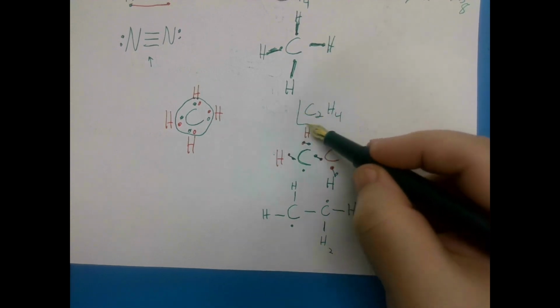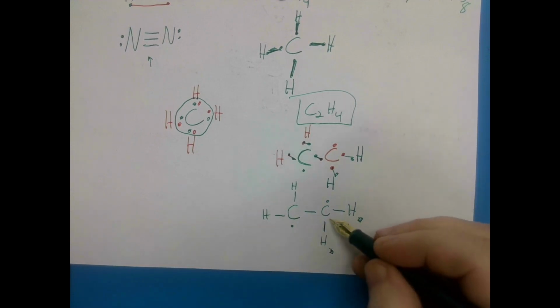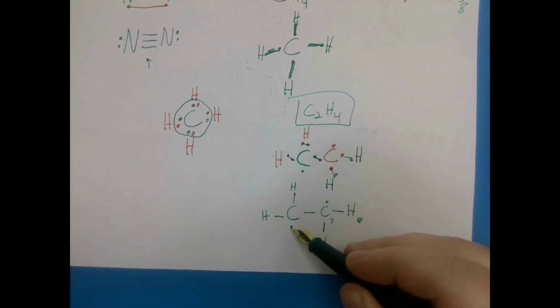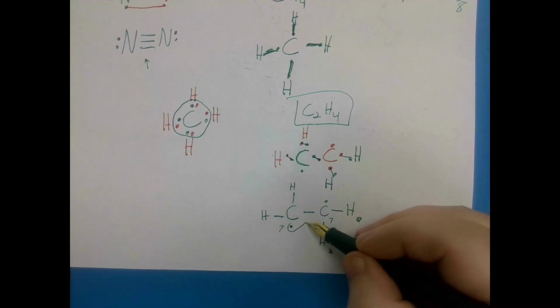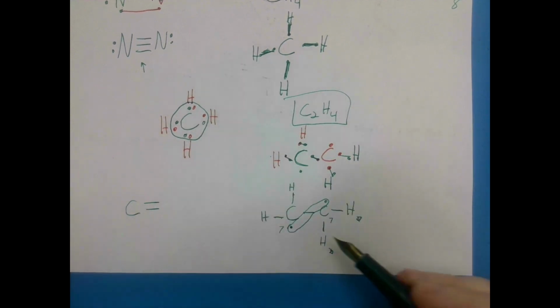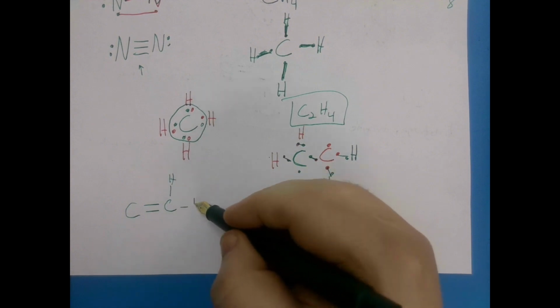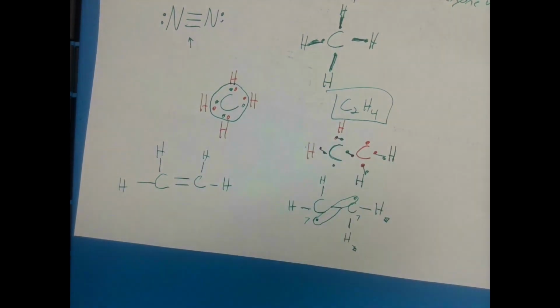No, we can't. When we have 4, we've used the 4. This carbon has 7 around it, and this carbon has 1, 2, 3, 4, 5, 6, and there's the 7th. So they both want an additional electron. What we're going to do is share these 2 electrons. So we're going to end up with a double bond in the middle between these 2, and 2 hydrogens on each carbon. It doesn't matter where we put them.